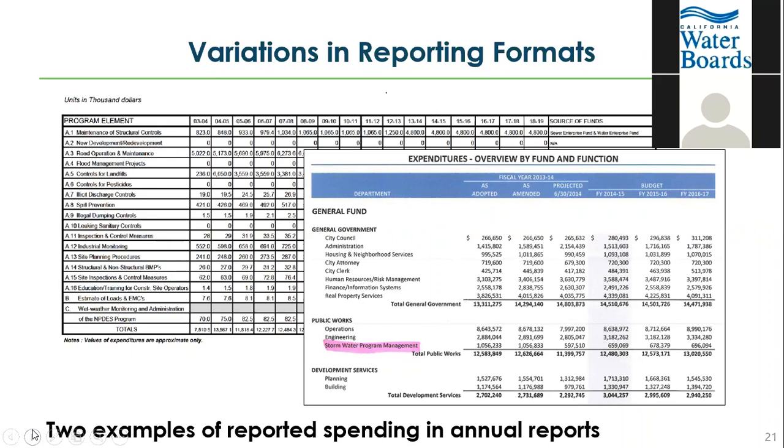Can we compile these different types of sources at different scales into a single snapshot of spending across the state from available sources? Next slide.